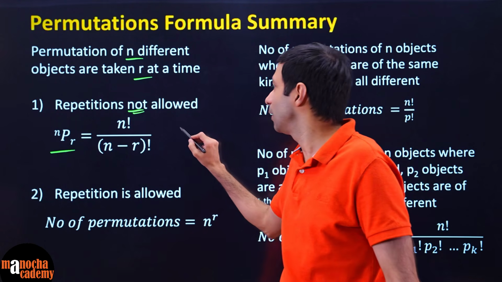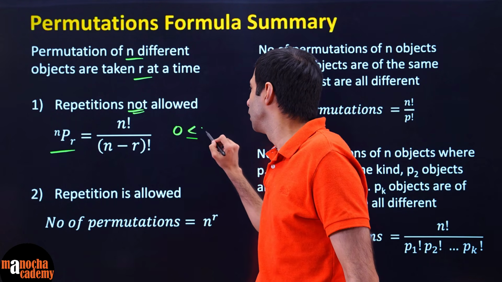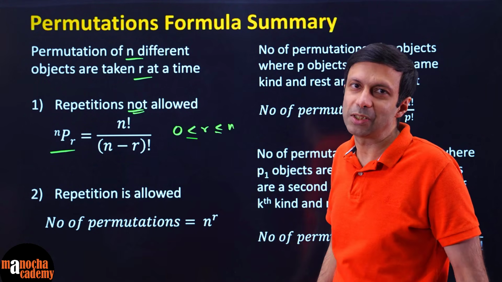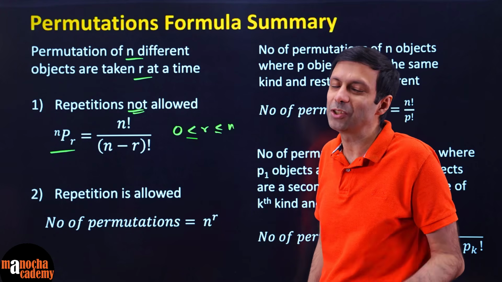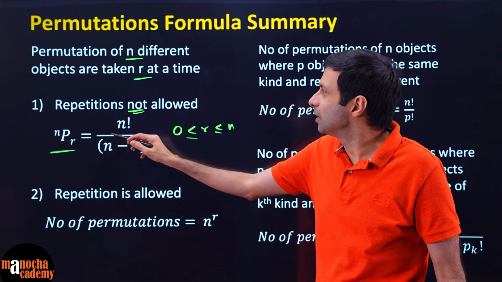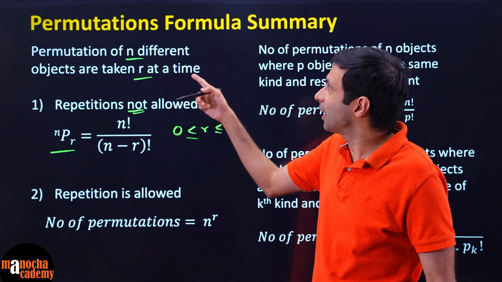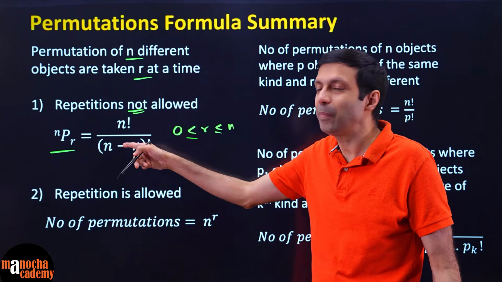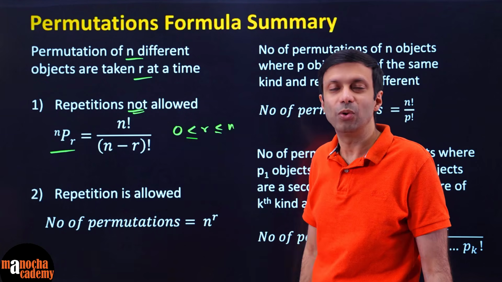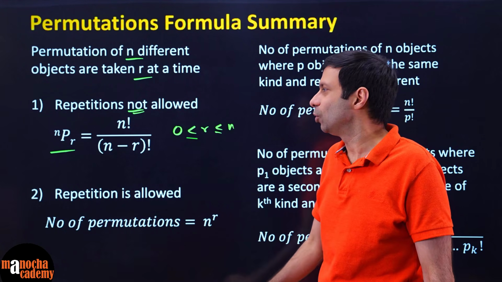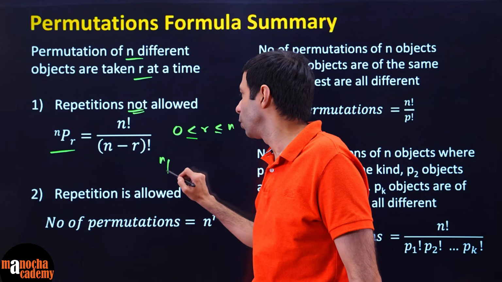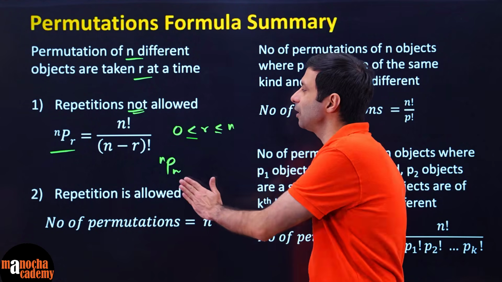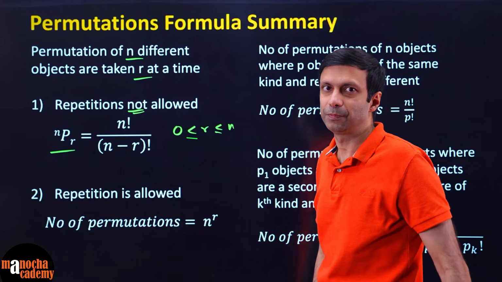And this formula we saw works for r from 0 to n. Of course, r equal to 0 is the special case where you basically have no arrangement, so it works out to be 1. So this is the formula, right? And r can be n also. If you consider taking all the n objects, then it will become nPn, and we saw that is equal to n factorial. So you have that special case also, which we talked about, nPn, when you're taking all the objects, but repetitions are not allowed.